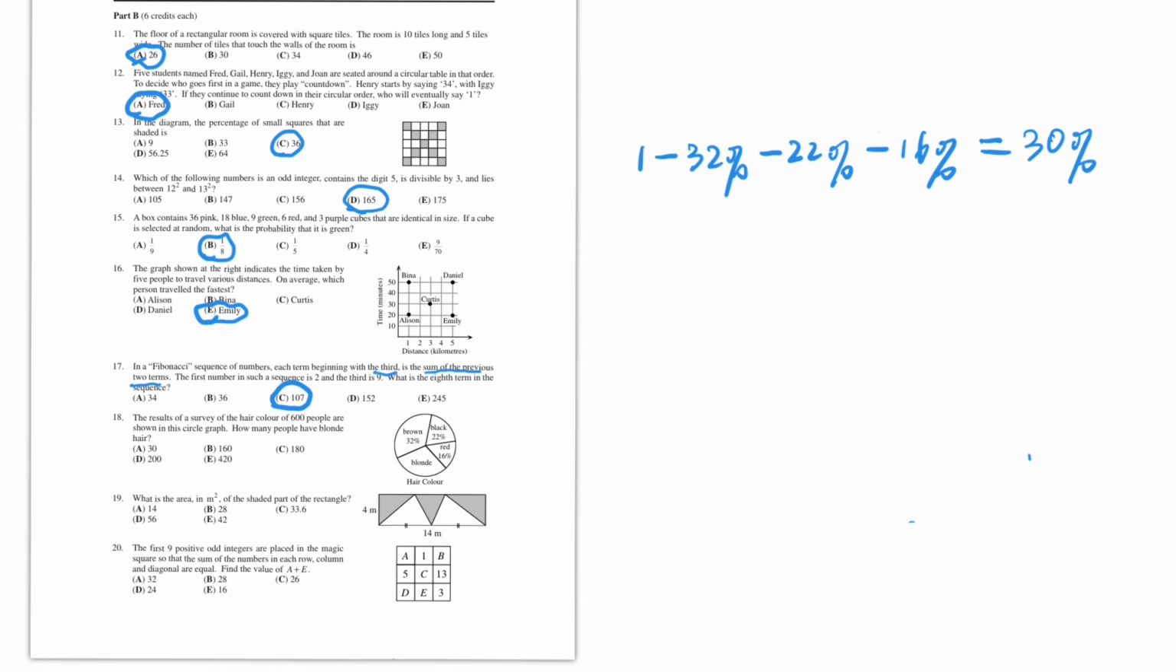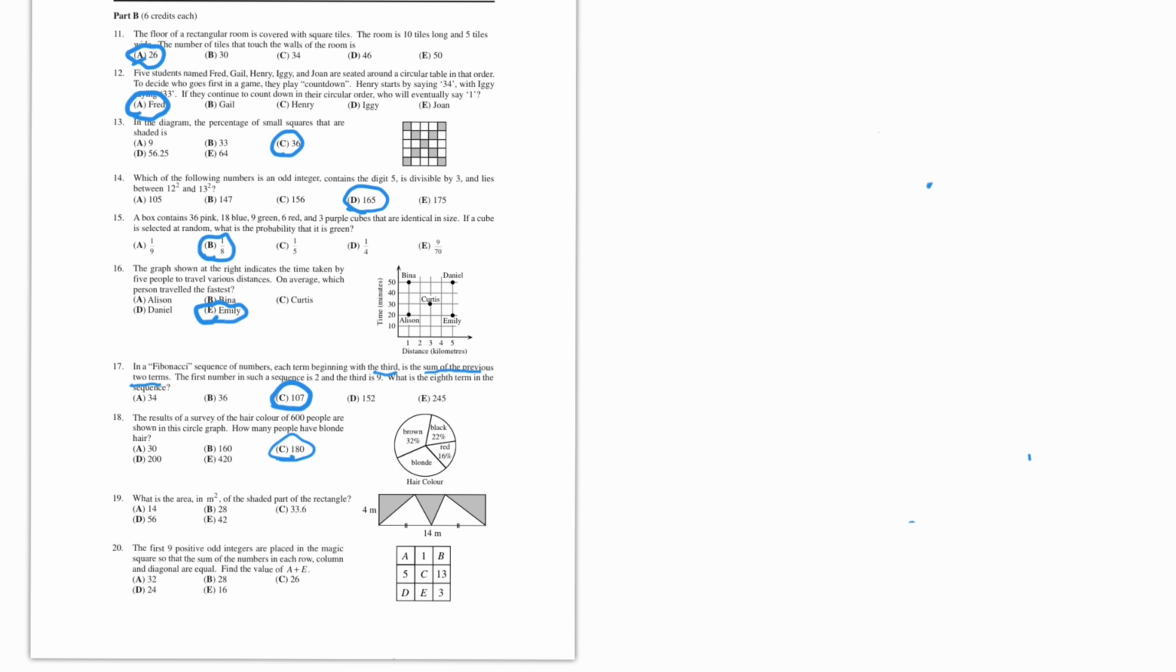30% of the total, that's 600. What's 30% of 600? So we use 600 times 30%. Percent is over 100. We cancel 2 zeros. They equal 6 times 30. That's 180. The answer is C.